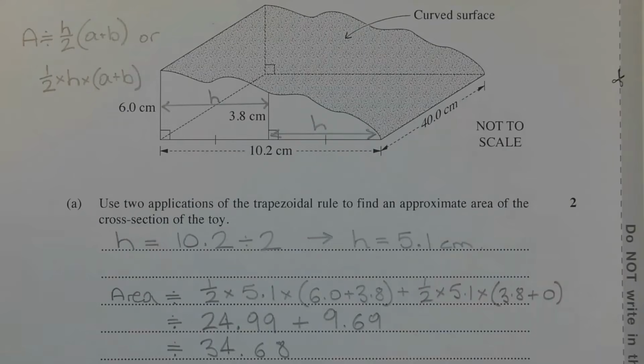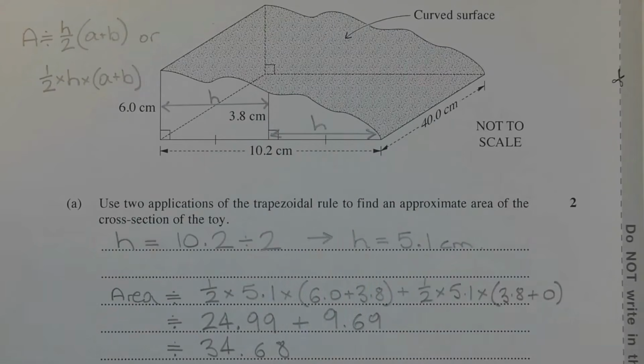Now to apply the two applications of the trapezoidal rule, we substitute 5.1 for h. So here is the first application. Area is approximately equal to half times 5.1 times (6.0 plus 3.8). So that gives us an approximate area for this region here, plus half times 5.1 times (3.8 plus 0), which gives us an approximate area for this region here.